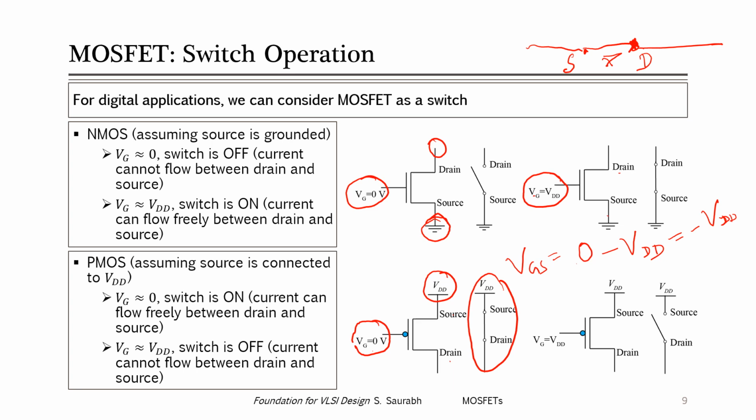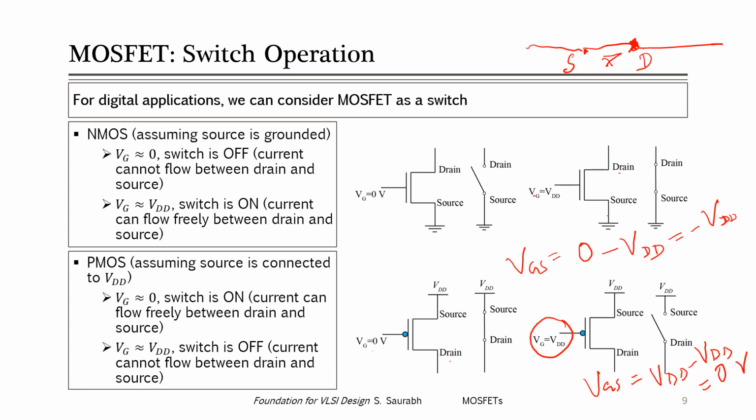Now when we apply a voltage of VG equal to VDD to the PMOS, then the voltage between the gate and the source, VGS, will be VDD minus VDD, that is equal to 0 volt. So VGS is 0 volt and it will be greater than the threshold voltage. Note that the threshold voltage of a PMOS is negative. And therefore the current will not flow between the drain and source in a PMOS, and the switch will be turned off.